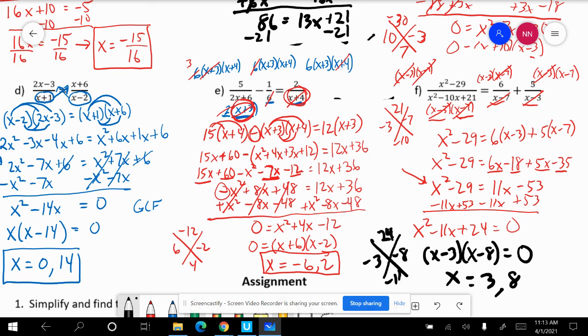But if we look at our excluded values, they would be 7 and 3. Excluded values, if you remember, x cannot equal those. So it can't equal 3. So my only answer is 8.